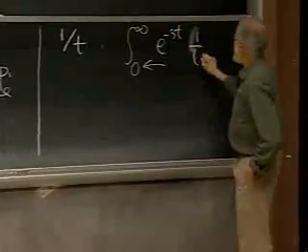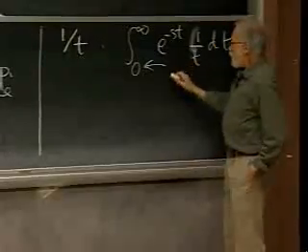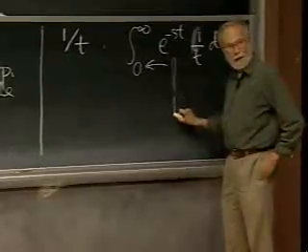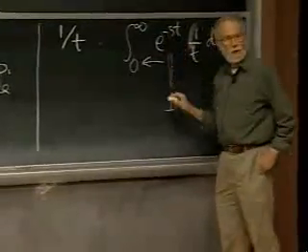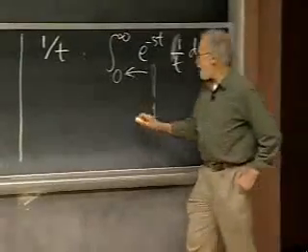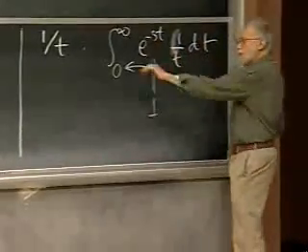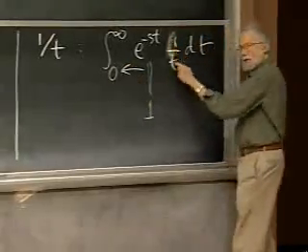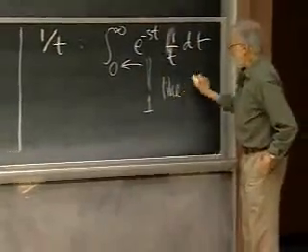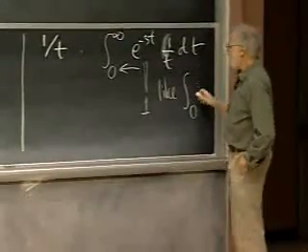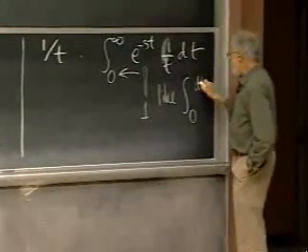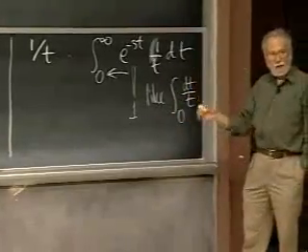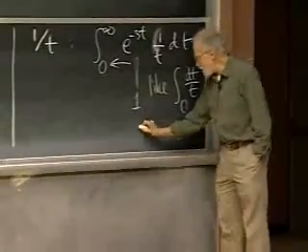Times 1 over t dt. That integral, when t is near 0, this is approximately equal to 1, right? If t is 0, this is 1. So it's like the integral from 0 to infinity of 1 over t. Near 0, it's like the integral from 0 to some place of no importance, dt over t, but this does not converge. This is like log t, and log 0 is minus infinity, so it doesn't converge.